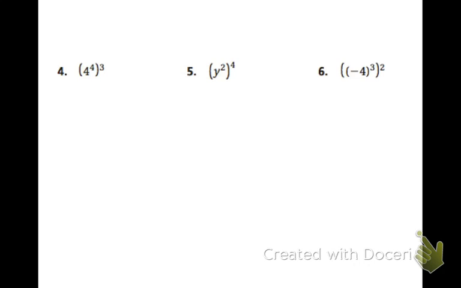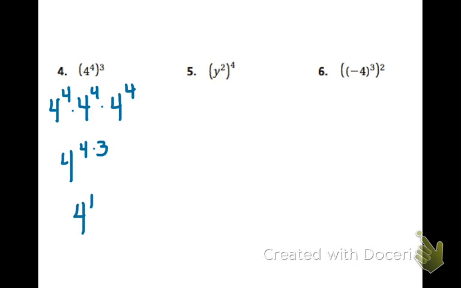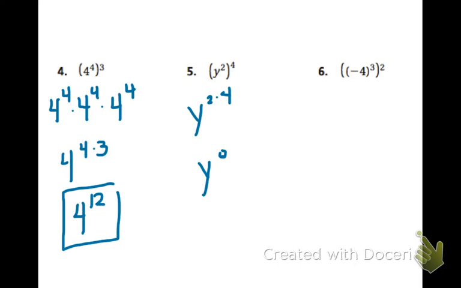So let's try it. In this case, 4 to the 4th power is the base. It is a factor 3 times. It would look like this. So we can take 4 to the 4 times 3, or 4 to the 12th. Y squared to the 4th power. It's a factor 4 times. We would get 8. Y to the 8th power.